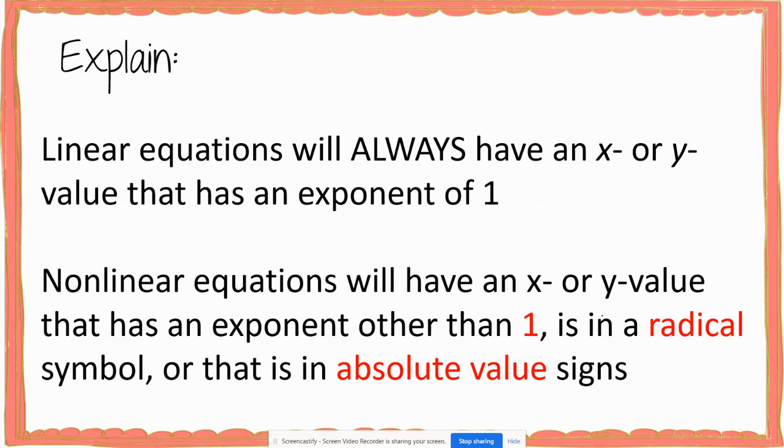To determine whether you have a linear equation or a nonlinear equation, all you have to do is look at your x and your y values. If you have an x and a y in your equation that has an exponent of 1, then you have a linear equation. Nonlinear equations will have x or y values that have exponents other than 1, or an x or y value that is in a radical symbol, or an x or y value that is in absolute value signs.